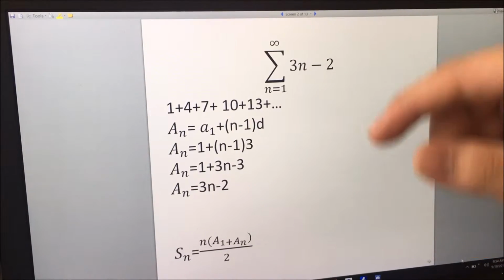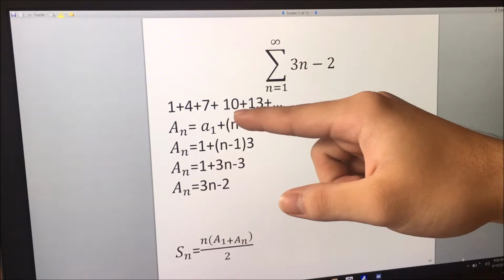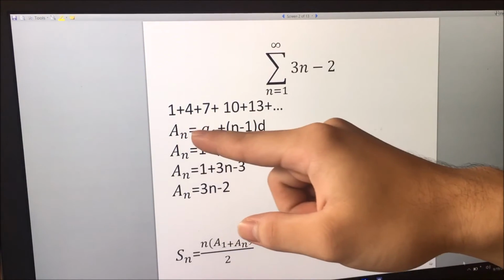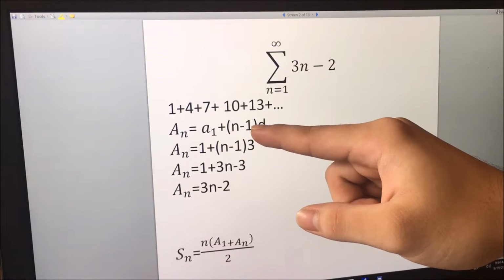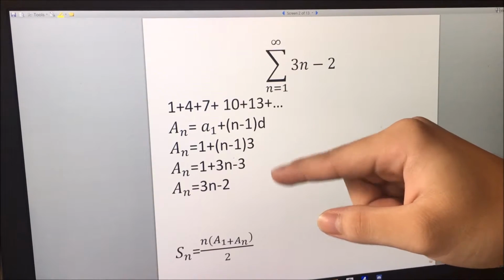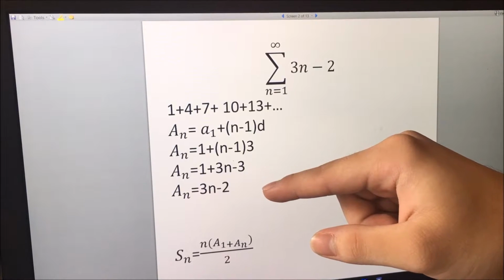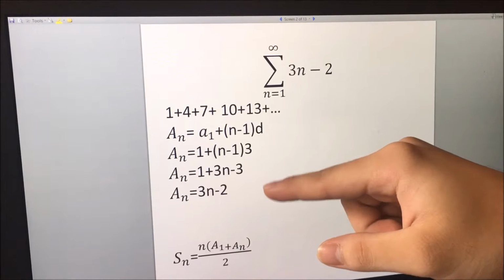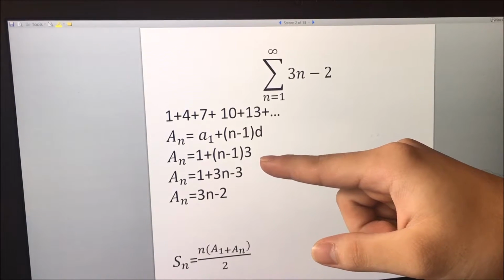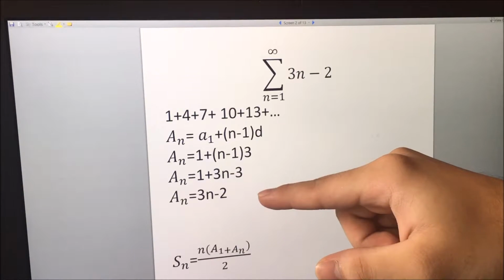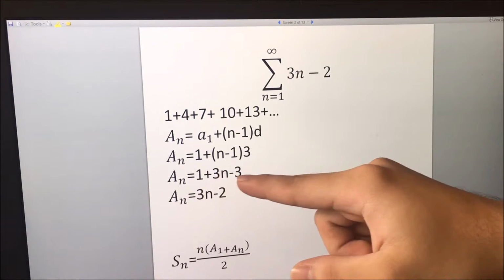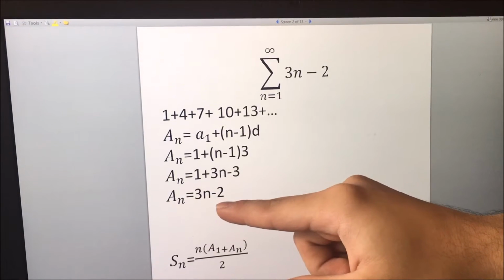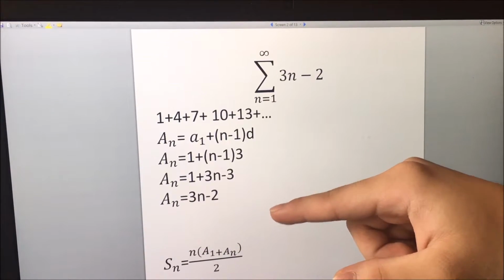Given the arithmetic sequence 1 plus 4 plus 7 plus 10 plus 13, we use the equation a_n equals a_1 plus (n minus 1)d to find the general term. So we get a_n equals 1 plus (n minus 1)(3). We then multiply 3 to n minus 1. So we get a_n equals 1 plus 3n minus 3. We combine like terms and we get a_n equals 3n minus 2, which is our general term.